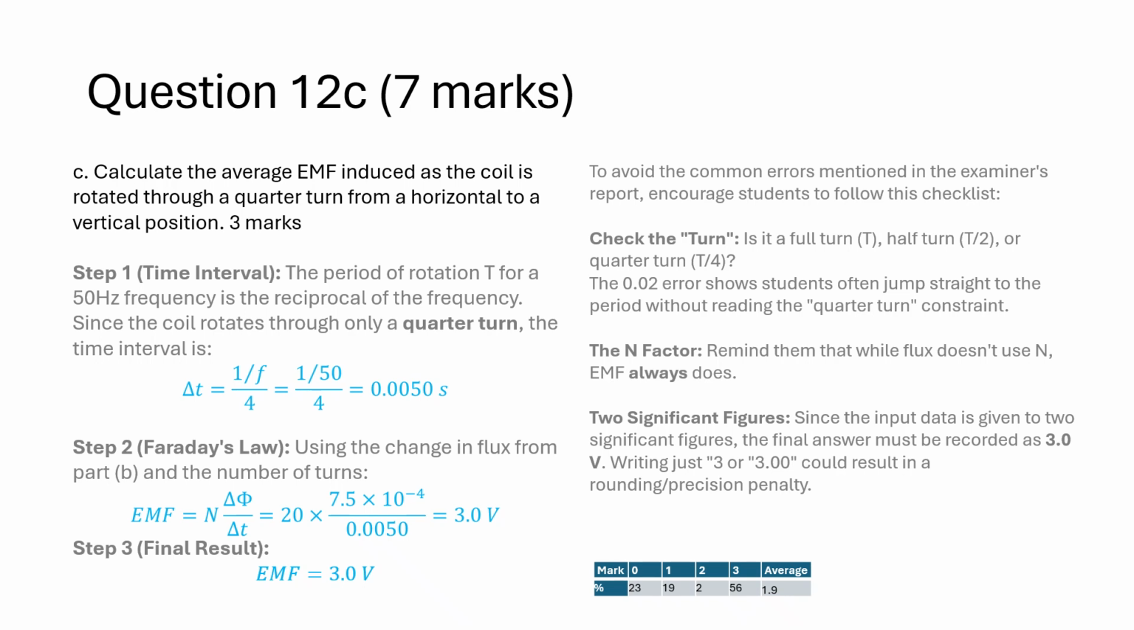Two significant figures. Since the input data is given to two significant figures, the final answer must be recorded as 3.0 V. Writing just 3 or 3.00 could result in a rounding or precision penalty.